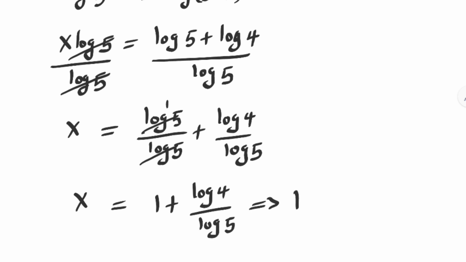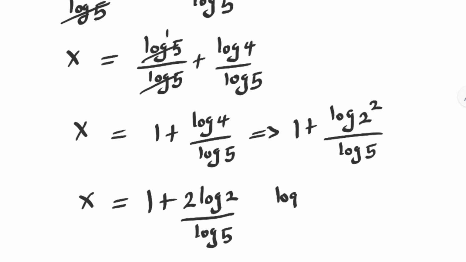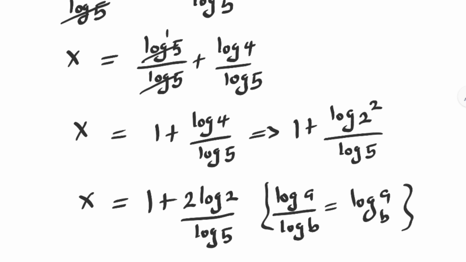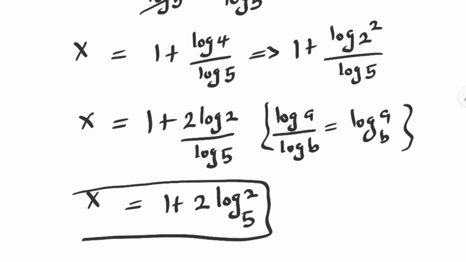This is the same thing as 1 plus log 4 can be written as log 2 square over log 5. x is equal to 1 plus 2 log 2 over log 5, and if log A over log B, this is equal to log A base B. x is equal to 1 plus 2 log 2 base 5, and this is the final answer.